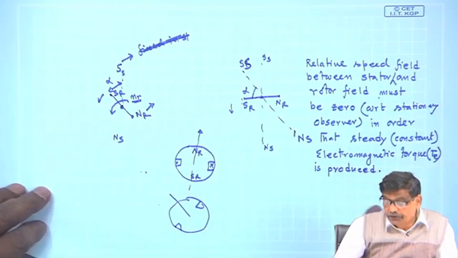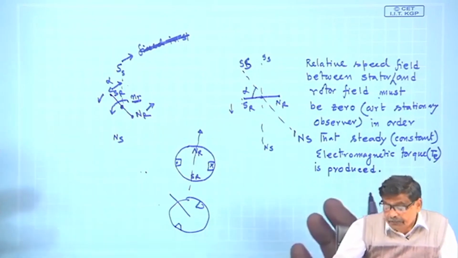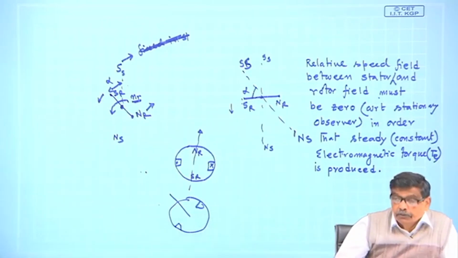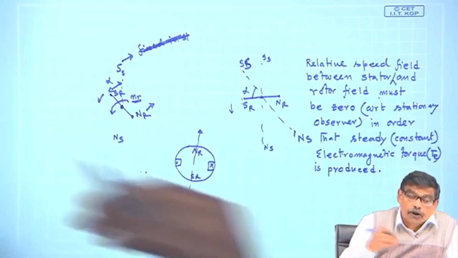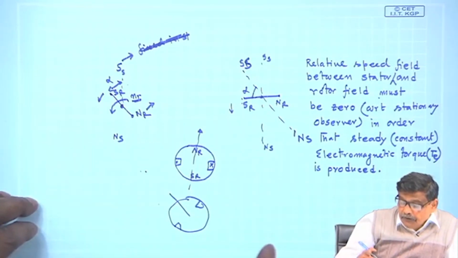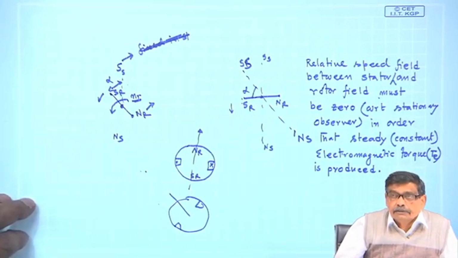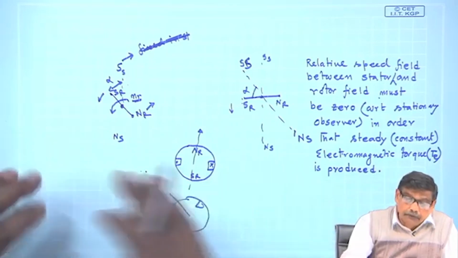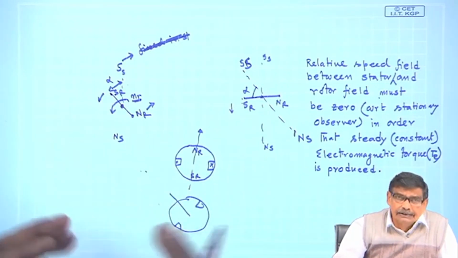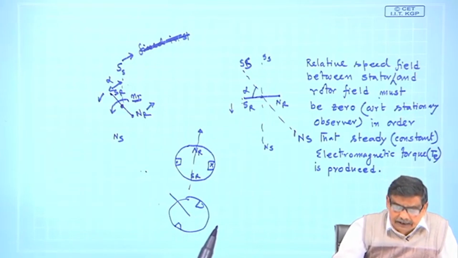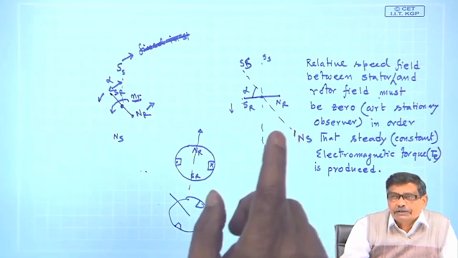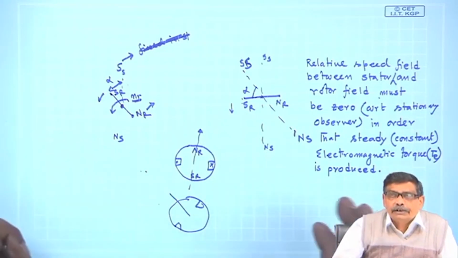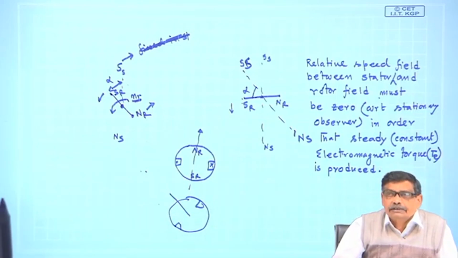And why do you want to produce a constant electromagnetic torque? Because the machine in the steady state has to run at constant speed and the machine will be loaded. So, there will be an opposing torque. So, T must balance T L, the opposing torque. Without doing much, these are the expectations out of a rotating machine. Unless it can do this, it cannot produce a steady electromagnetic torque, which is very much needed.